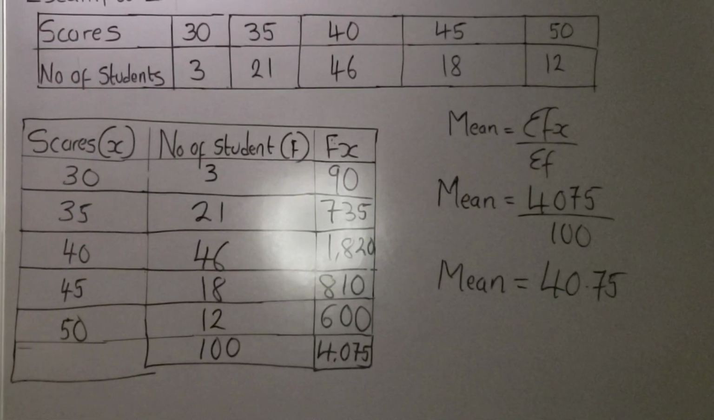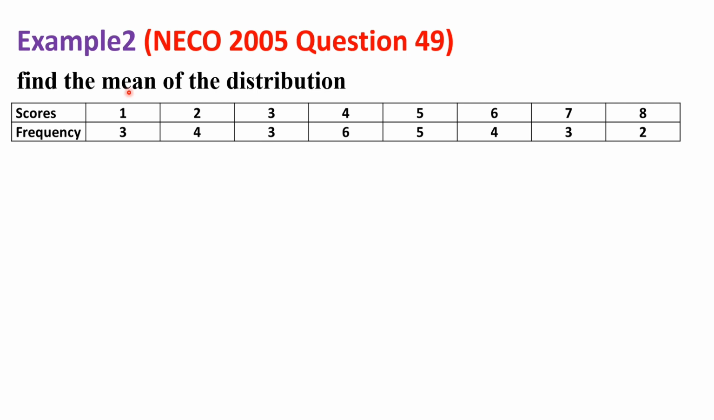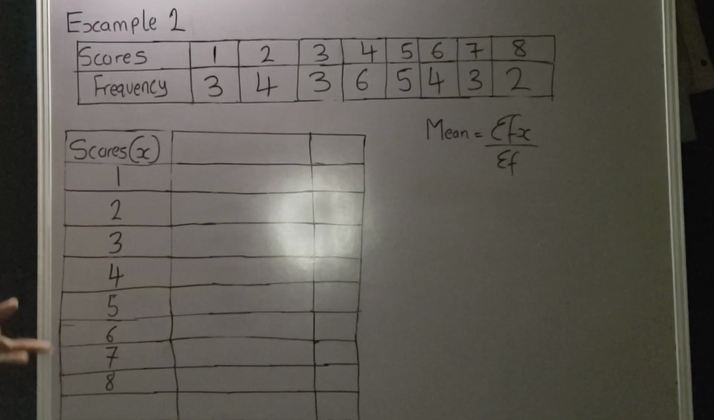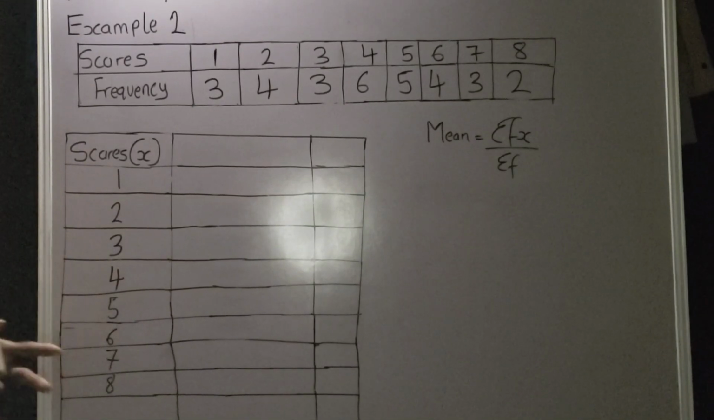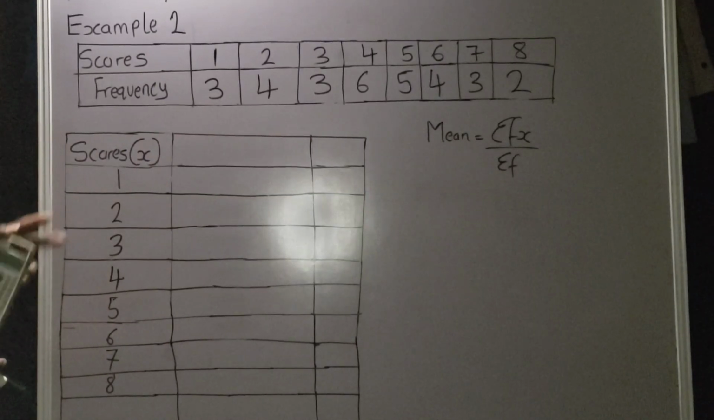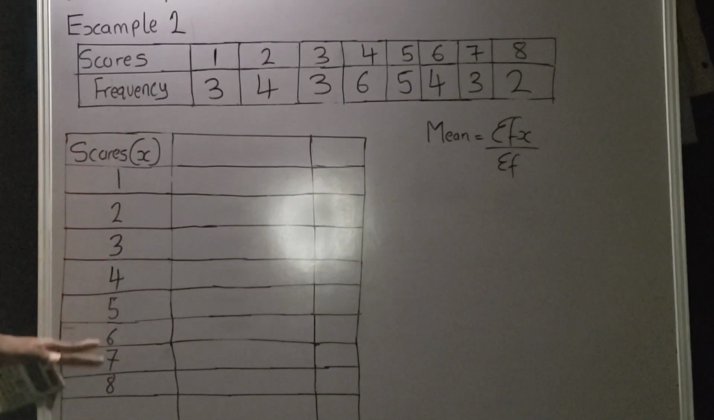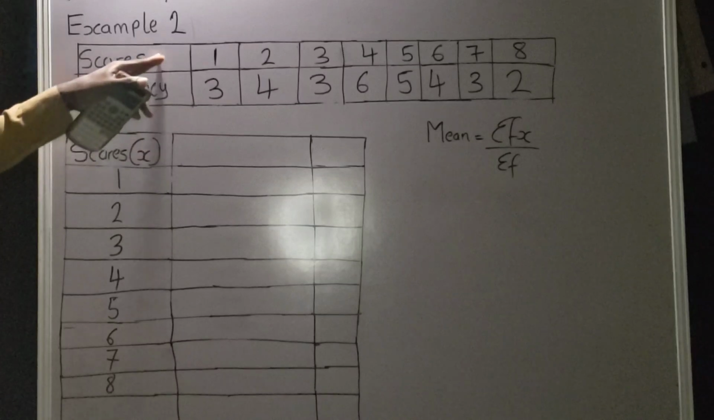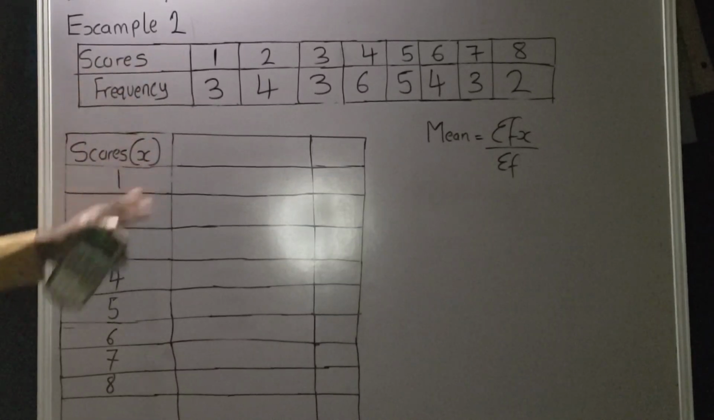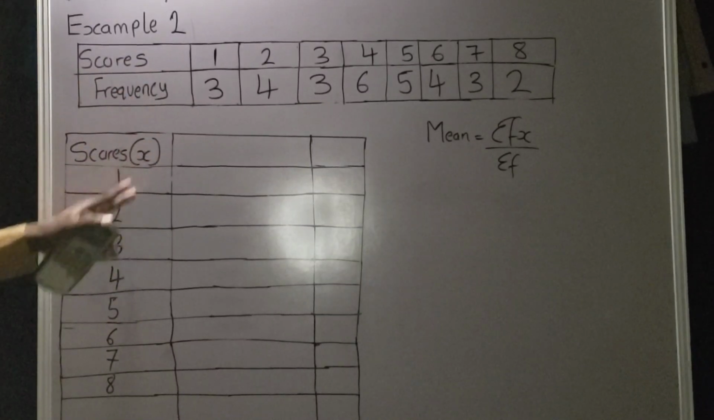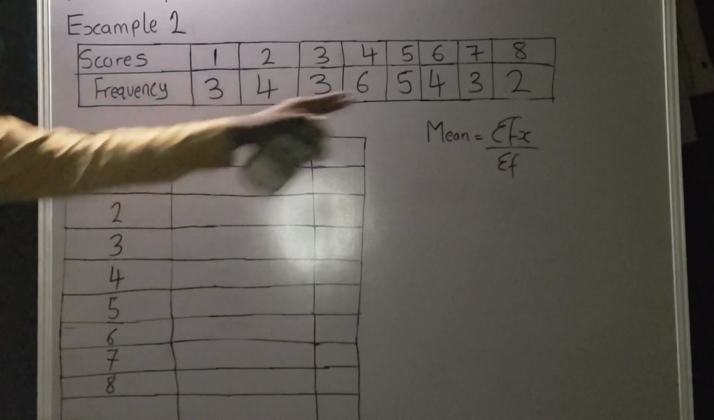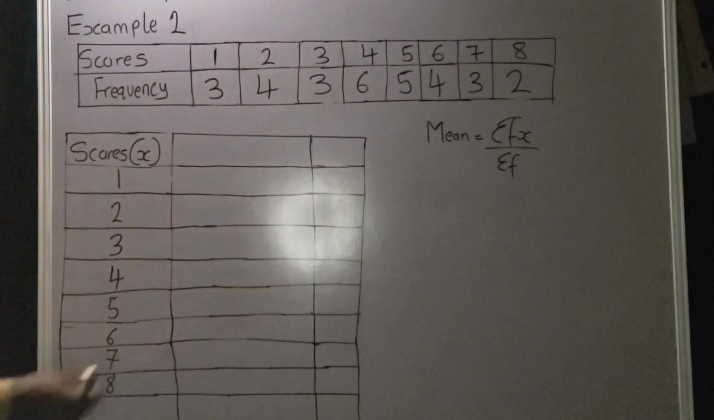So let's proceed to example 2. Find the mean of the distribution. We have the scores and the frequency of the distribution, respectively. So we are still going to use the same approach that we used in our previous example. I've already arranged the scores. The scores are the values that we have here. That is the value of x. Are you getting what I'm saying? So I have 1, 2, 3, 4, 5 to 7, 8. Have you seen? So now let us arrange the frequency.